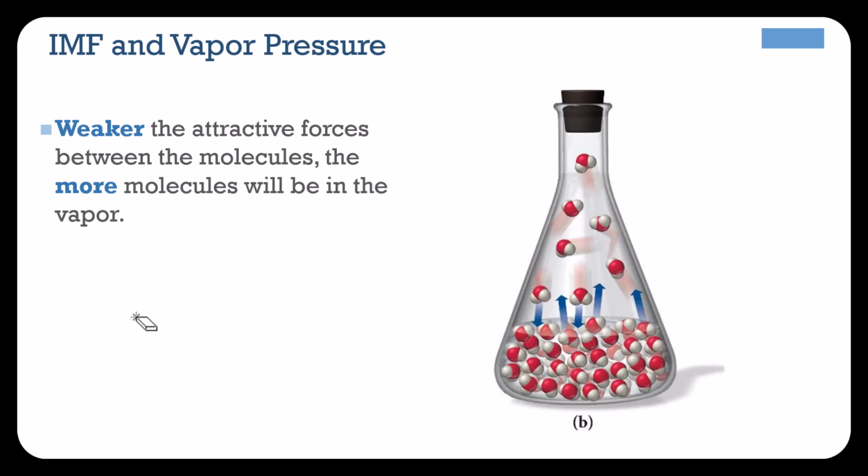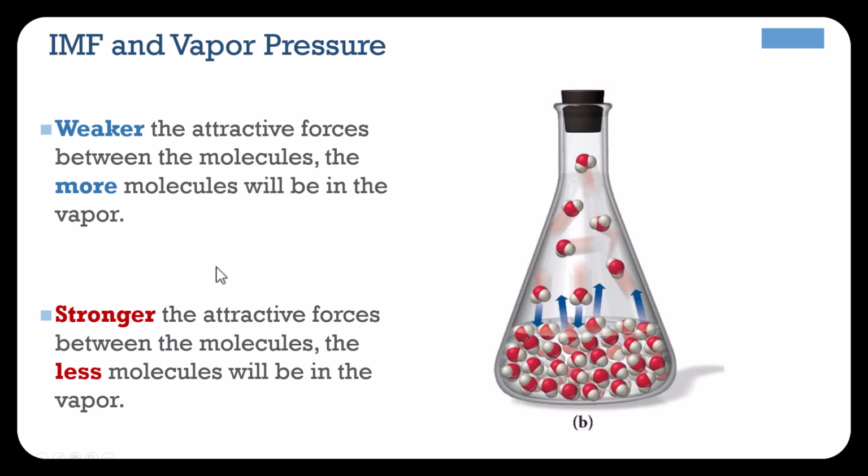Let's take a look at the word version. So the stronger the attractive forces between the molecules, the less molecules that will become a vapor, and the lower the vapor pressure is going to be. So, again, what we're going to see here is that inverse relationship. Weaker attractive forces, higher vapor pressure. Stronger attractive forces, lower vapor pressure. So we see this kind of opposite effect with that relationship.